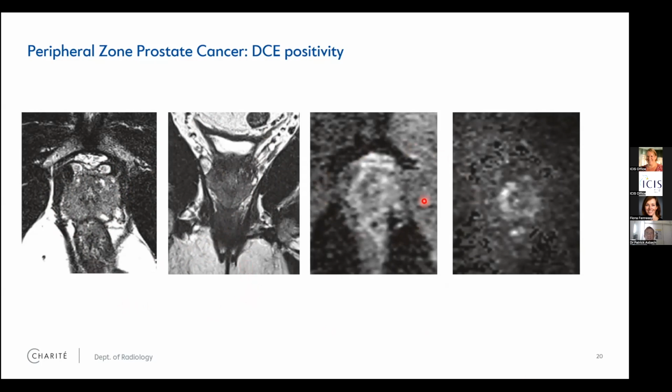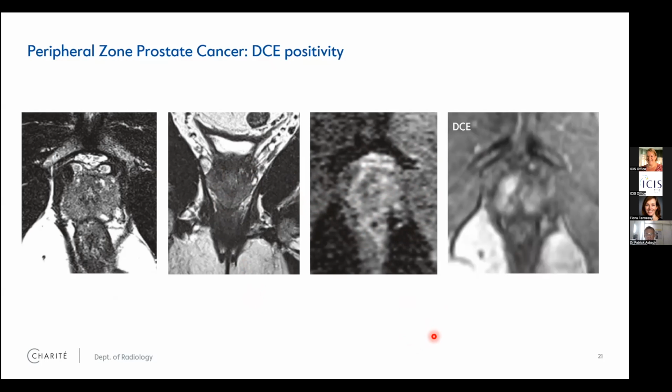On the ADC map, you see some area here in the right anterior part of the gland with some diffusion restriction. On the high B value image, again, it's not that obvious. So these are typical inconclusive findings on T2, and no black and white pattern, no area of marked diffusion restriction on the diffusion weighted sequence, accounting for a PI-RADS 3 lesion. And in this context, DCE imaging comes into account in the peripheral zone.